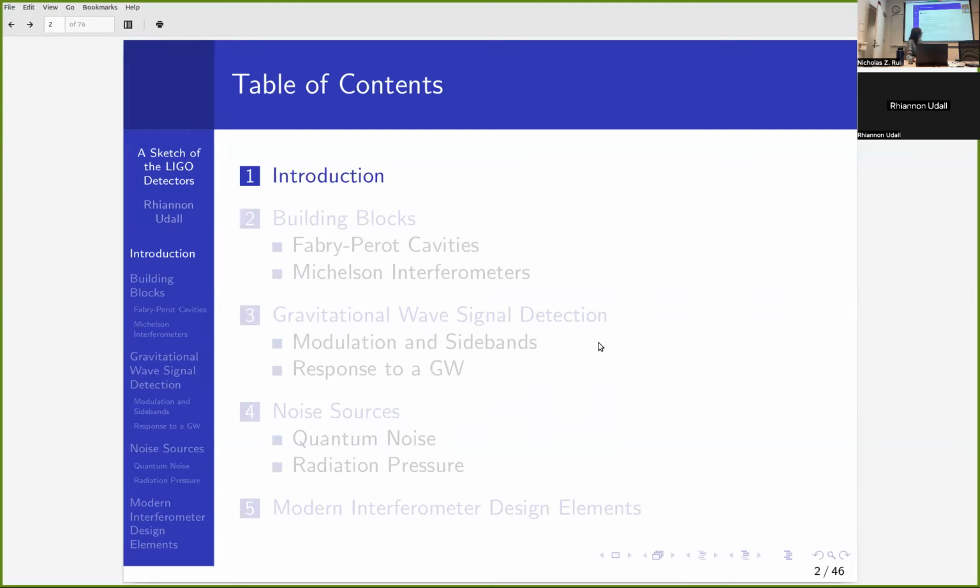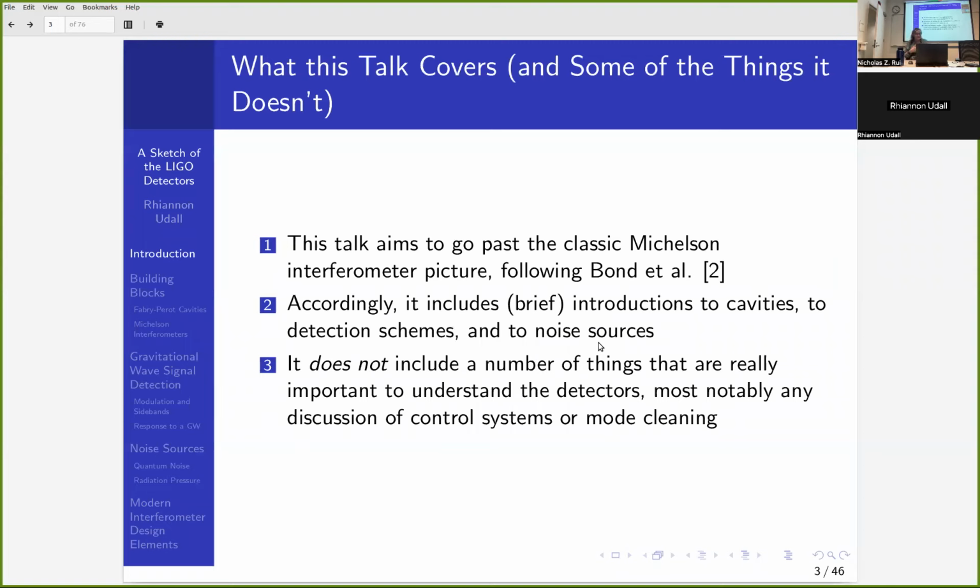So basically, whenever people describe the LIGO detector to you, or at least to me, they always just talk about a Michelson interferometer, which is all well and good, but they're rather more complicated than that. So I'm going to be trying to go a step past that. And there's this review article by Bond and some other people, and this is what I'll be following pretty much directly. I moved things around, I summarized, but that's what this is. So I strongly encourage you to go read that review article if you're interested.